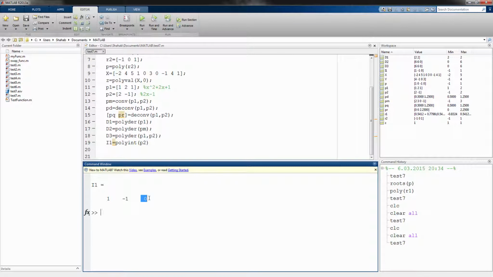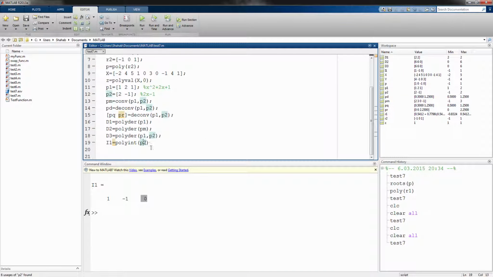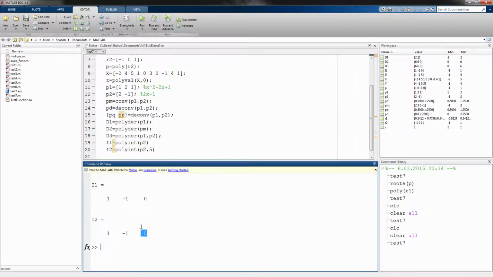By default this constant c is 0, but assume you want to assign a value to that one. You want to have this constant to be a number, let's say 5. So you write here polyint P2 comma 5. Even let me do it separately, so I can have I2 to be polyint P2 5, and when I run it, as you can see, the constant will be placed to be 5.